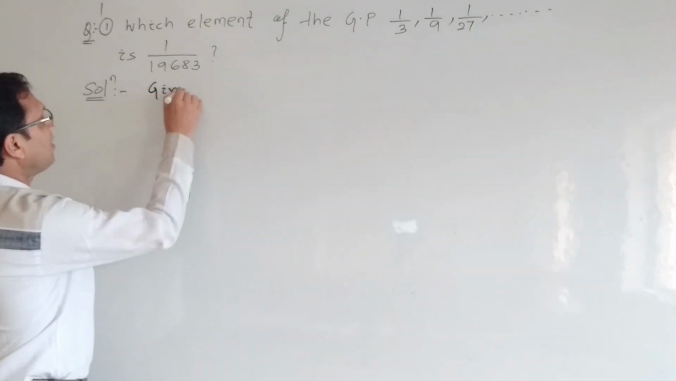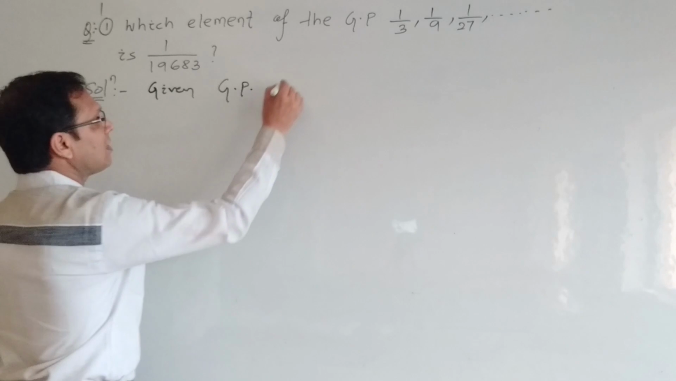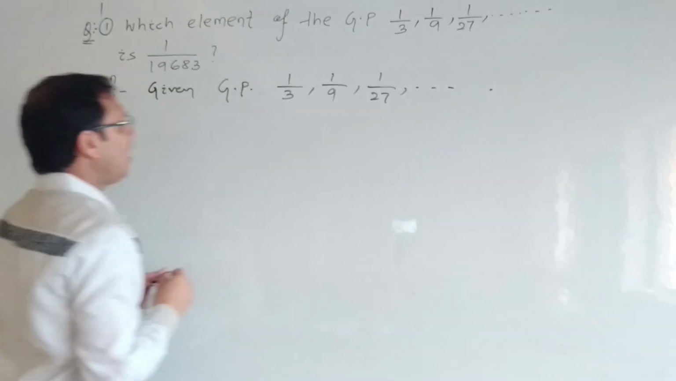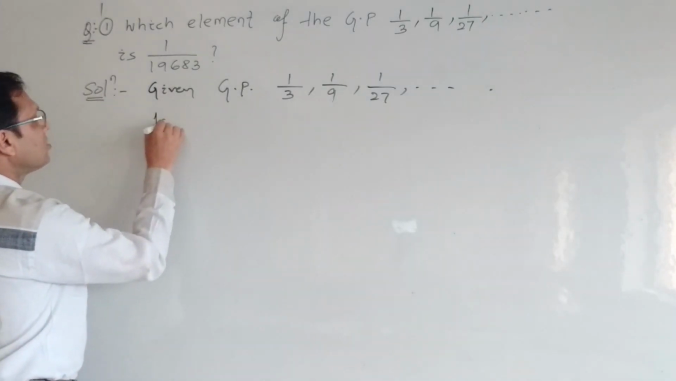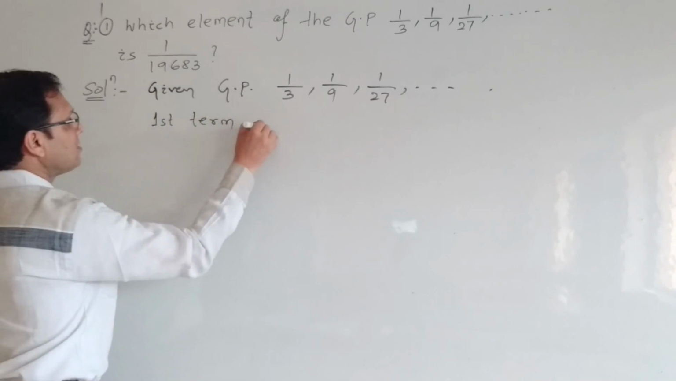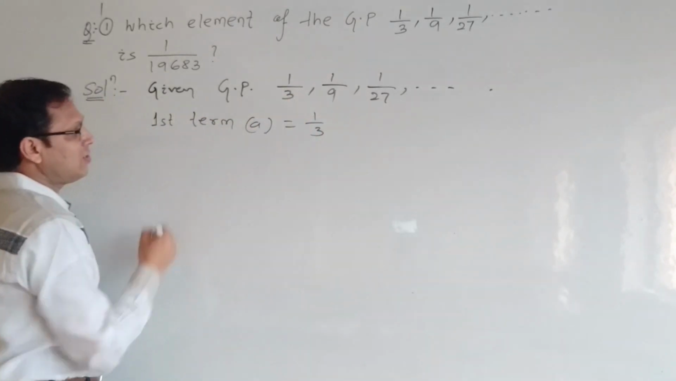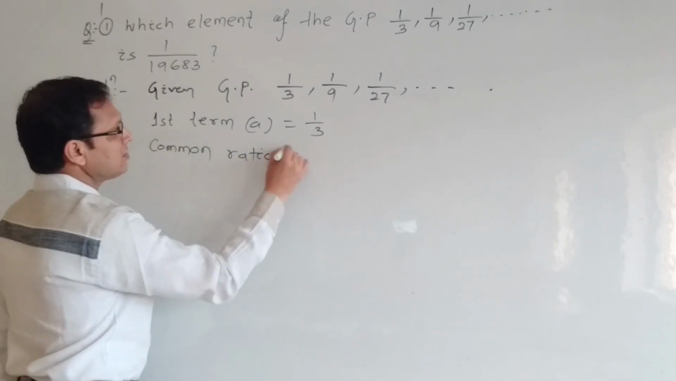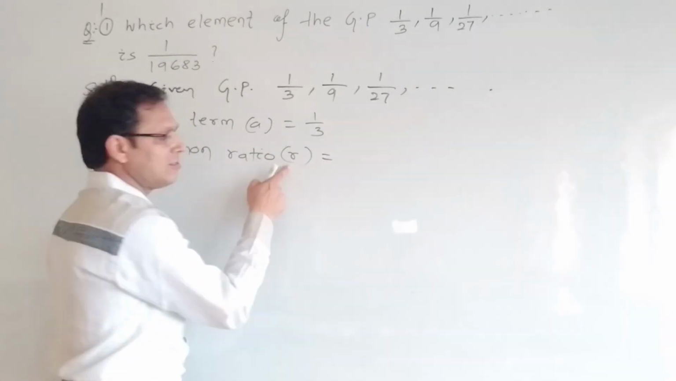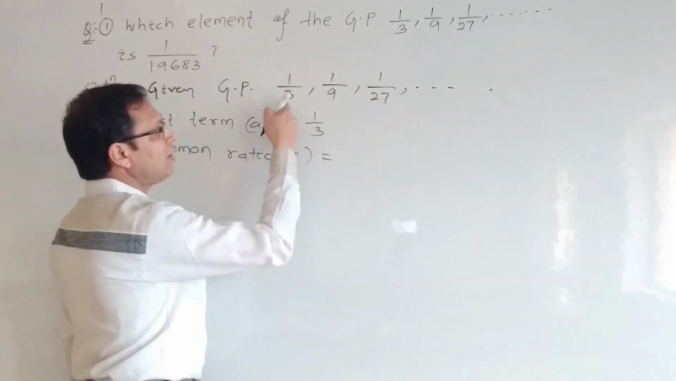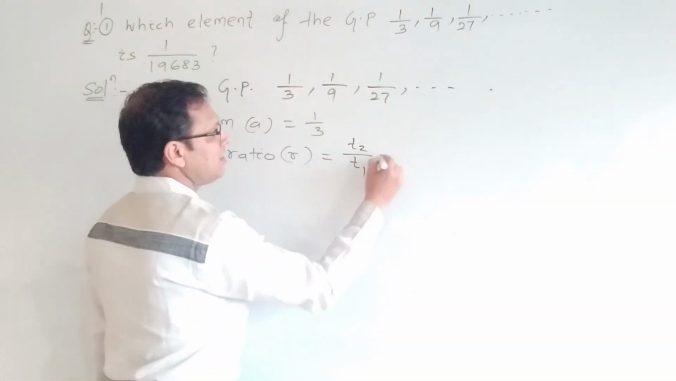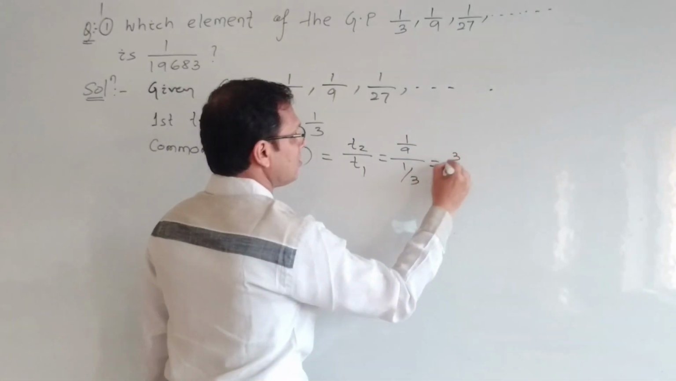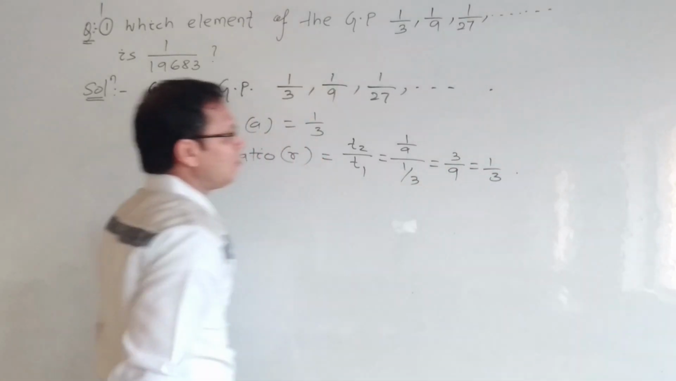Here you can write the given GP is 1 by 3, 1 by 9, 1 by 27, and so on. Here the first term A is 1 by 3, and the common ratio, symbolically denoted by R, is T2 by T1. You can find 1 by 9 divided by 1 by 3, or in other words 3 by 9, that is nothing but 1 by 3.